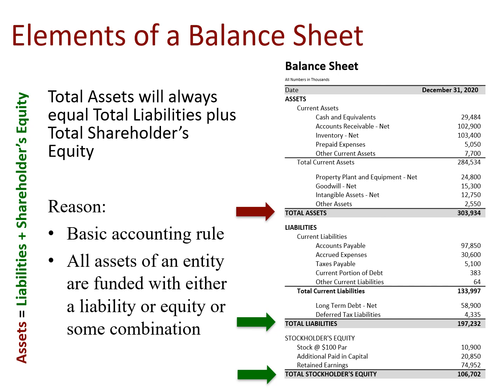And that is the elements of the balance sheet. And remember that ultimately total assets will always equal total liabilities plus total stockholder equity. And again, remember the reason is it's a basic accounting rule. It has to because that's the rules. Every rule points back to that. But also more importantly from an operator standpoint is that all assets of an entity are funded with either a liability or equity or some combination.